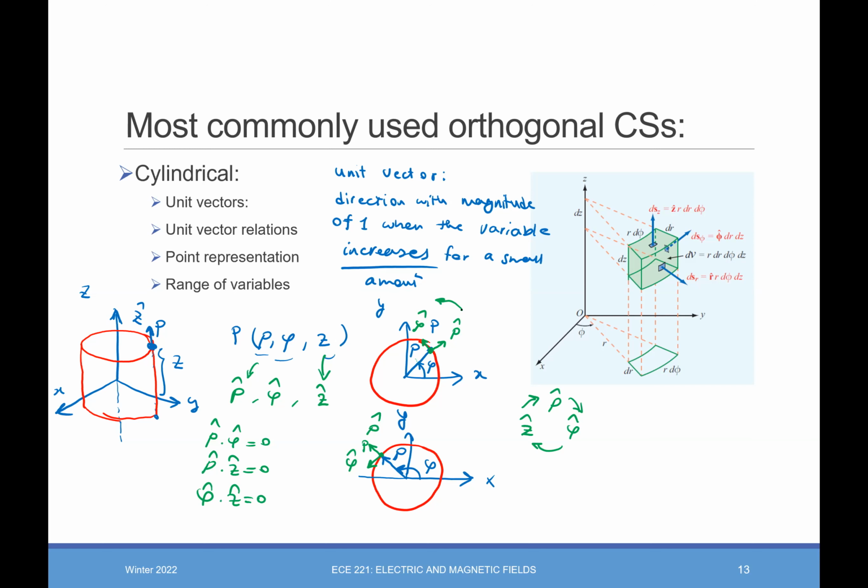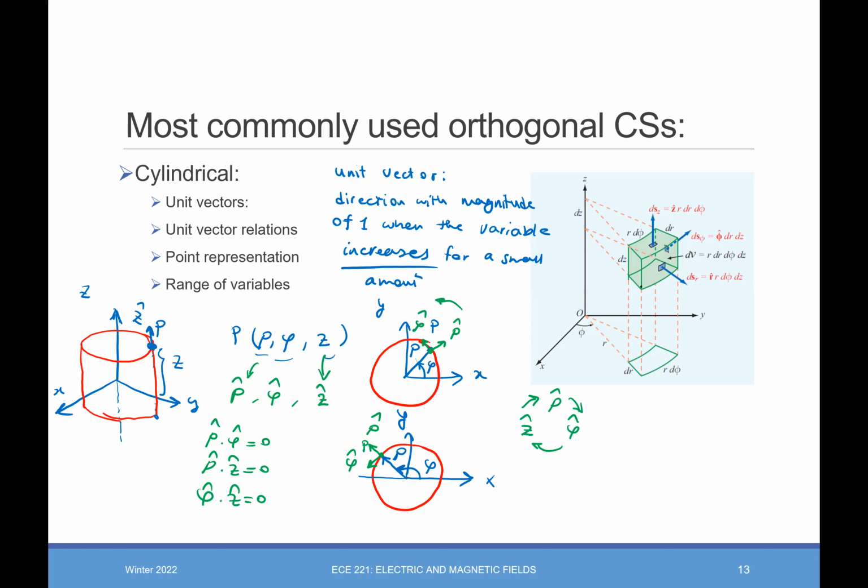I hope this is clear. And we can definitely find rho hat and phi hat in terms of x hat and y hat. These are going to be in a table in your textbook. Now, in order to define a volume in cylindrical coordinate system, you can see that the volume looks like something like this shape.